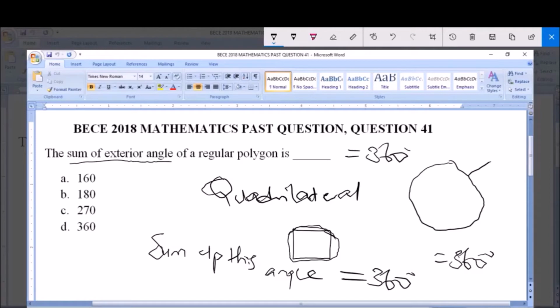And from the options here, option A says 160 degrees, which is wrong. B says 180 degrees, which is wrong. C says 270 degrees, which is wrong. And D says 360 degrees, which is correct. So the final answer to this question is D, 360 degrees.